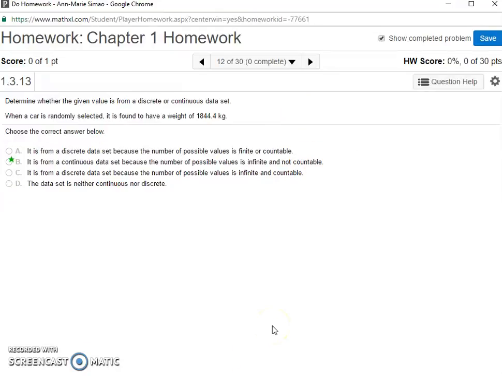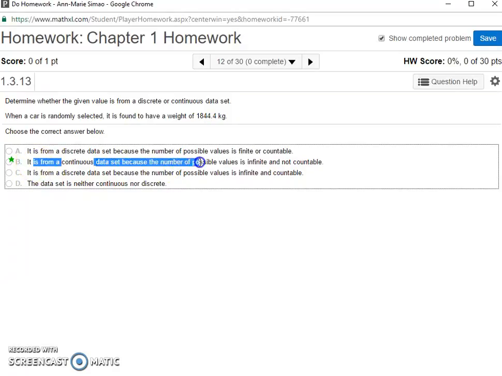So here's a good question that's going to show you lots of different question help. Determine whether the given value is from a discrete or a continuous data set. So discrete is going to be things that are countable. 1, 2, 3, 4, 5. The number of cars, the number of trees, things like that. Continuous data gets more into weights. So when a car is randomly selected, it's found to have a weight of 1,844.4 kilograms.